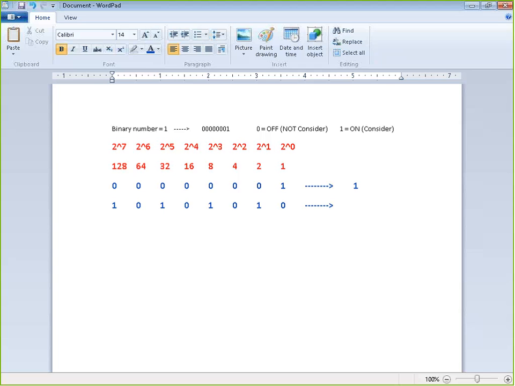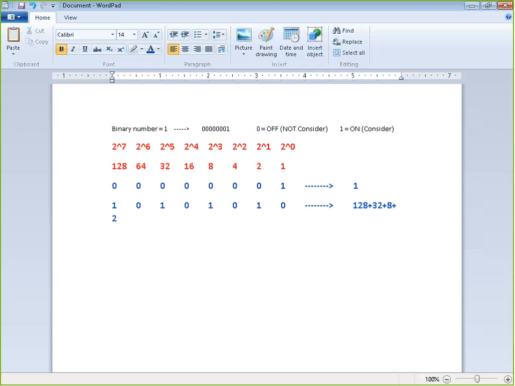Okay, so the decimal value, if I want to calculate it, again the logic is going to be the same. 1 means consider, 0 means do not consider. So all the ones I'm going to add up. 128, that is the first one. Second one corresponds to 32, so plus 32. Third one corresponds to 8, so plus 8. Fourth one corresponds to 2, so plus 2. That is what you're supposed to do.